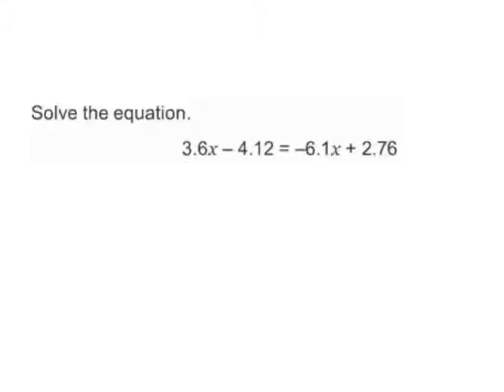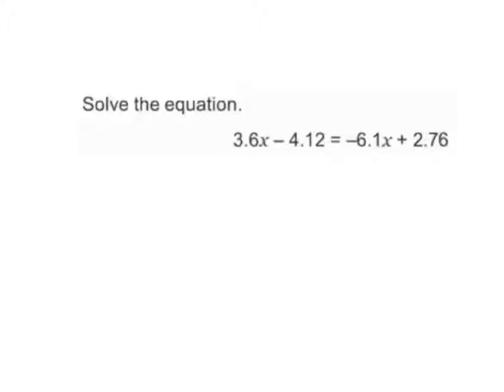Solve the equation 3.6x minus 4.12 is equal to 6.1x plus 2.6. Now, you have options here, okay? Like what we just did in the last problem, okay? You could move the 3.6x over to this side, or I could move the negative 6.1x over to the other side. It doesn't matter. However, one method will allow you to work with only positive numbers, okay? The other method won't.